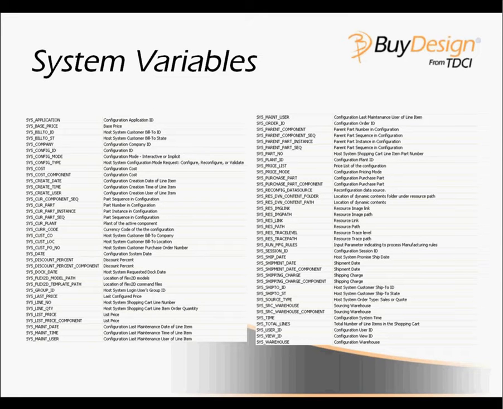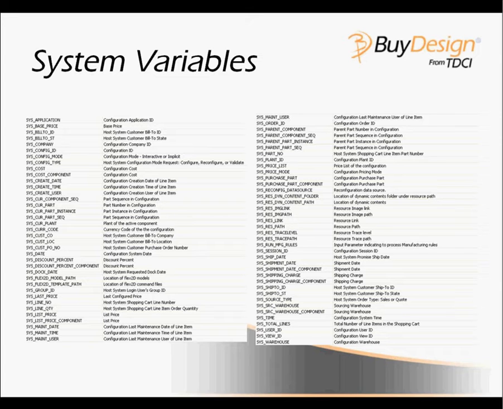All right, the next screen is just screenshots from Design Studio. These are all of the system variables that are available to the ByDesign configurator. There's roughly 75 system variables that we have defined.